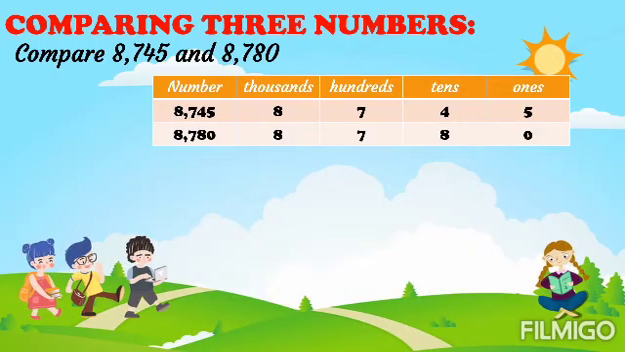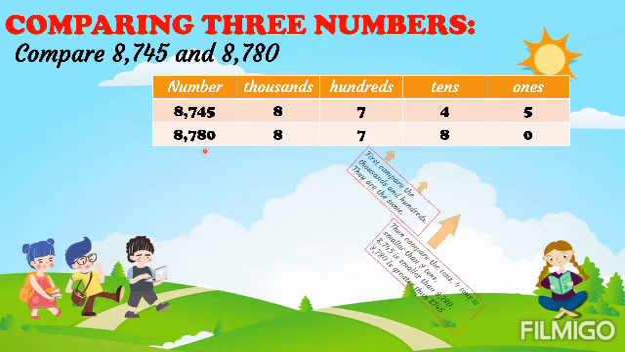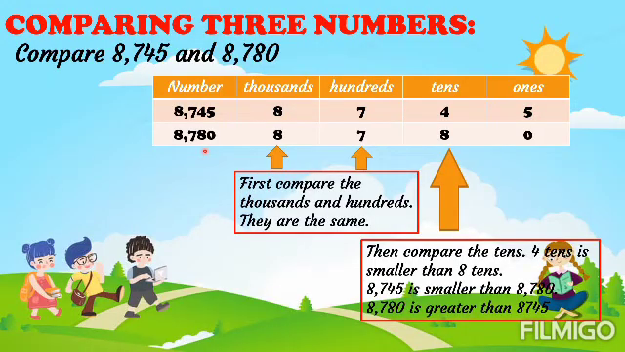As I mentioned to you, class, since one number was the smallest, let us now proceed to the two numbers. We will compare the two of them. So compare 8,745 and 8,780. So this is now the explanation. First, compare the thousands and hundreds. They are the same. Since they are the same in the thousands and hundreds place, after that, compare the tens.